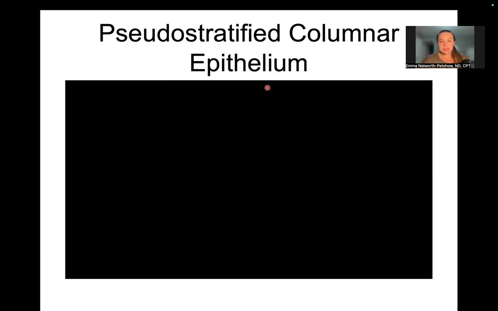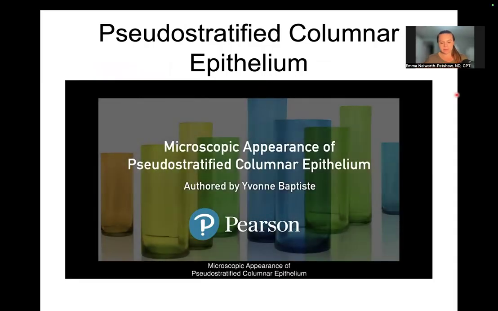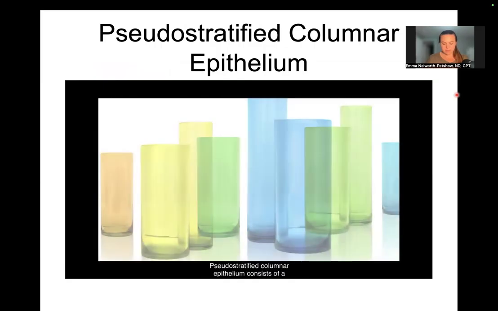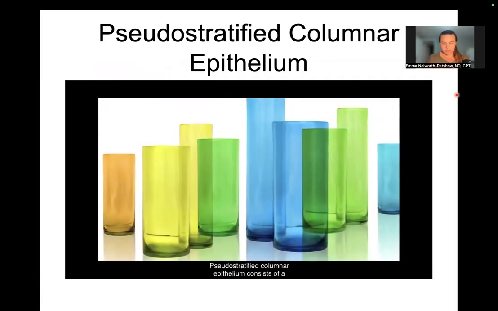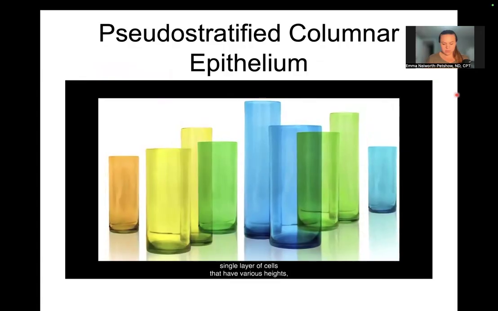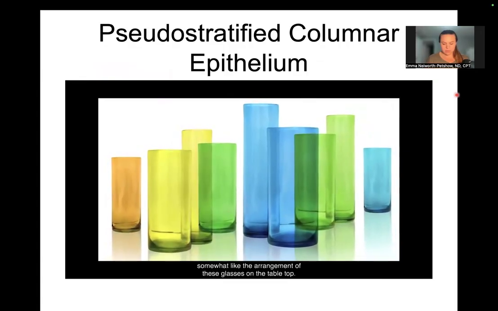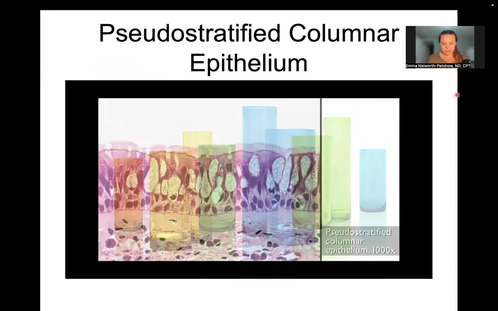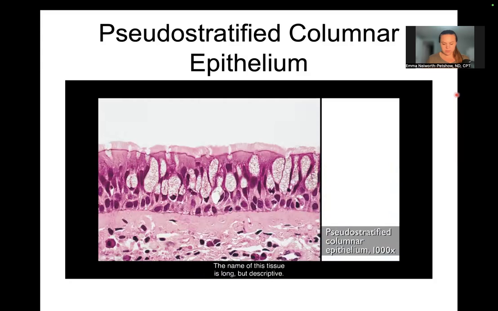And now an interesting type of tissue that we'll look at is pseudostratified columnar epithelium. Microscopic appearance of pseudostratified columnar epithelium. Pseudostratified columnar epithelium consists of a single layer of cells that have various heights, somewhat like the arrangement of these glasses on the tabletop. The name of this tissue is long, but descriptive. The prefix pseudo means false, and the term stratified means multiple layers.